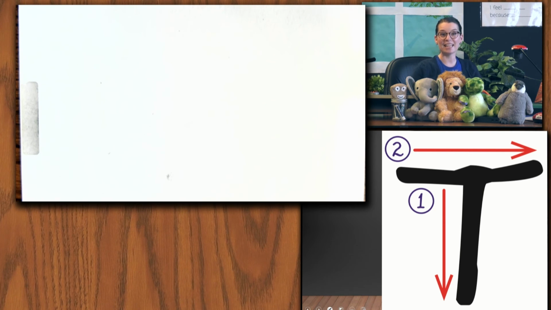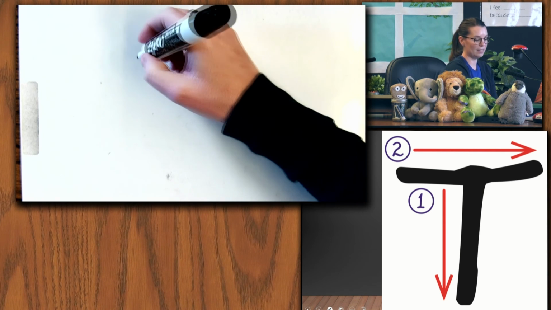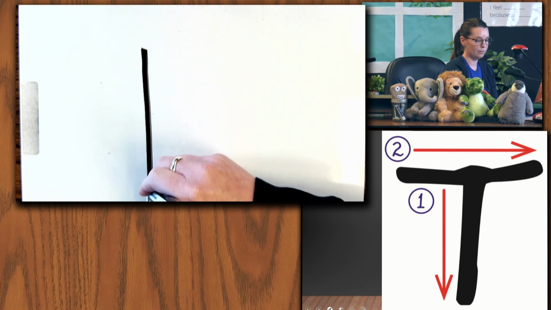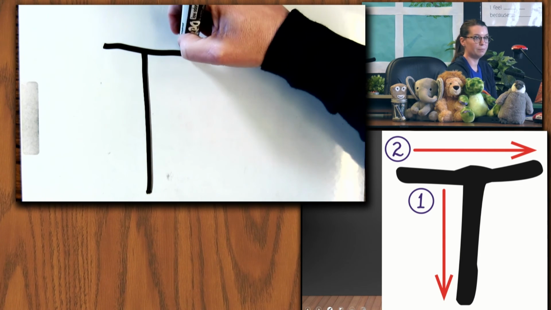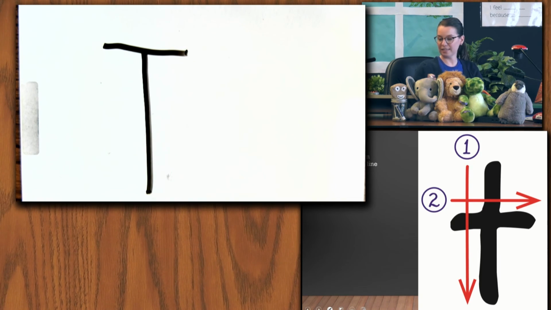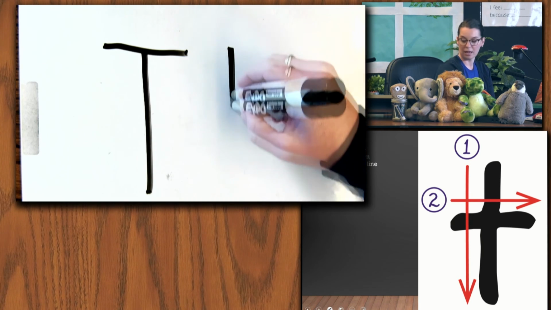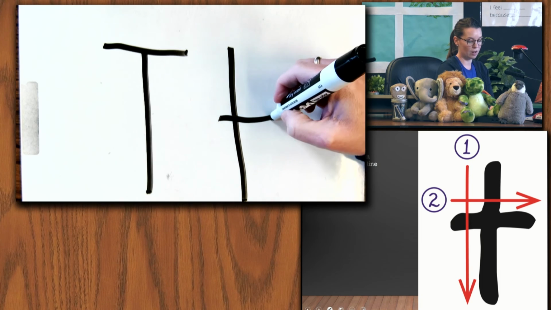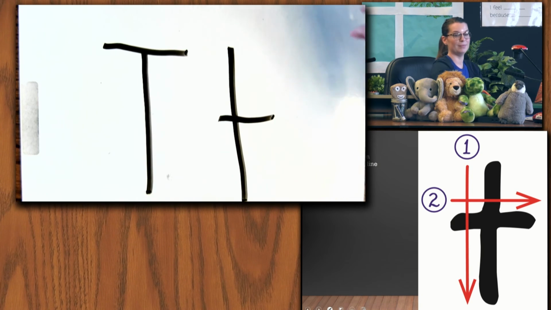T. T says T. Pens up, line down, line across the top. Lowercase t is also a letter that is tall. Pens up, line down, little line across. Erase.